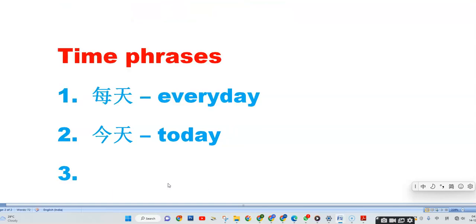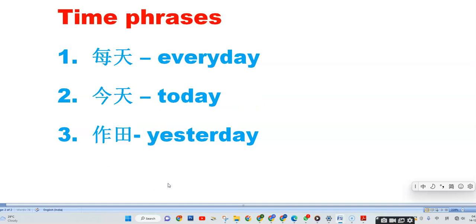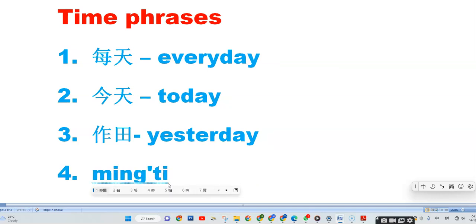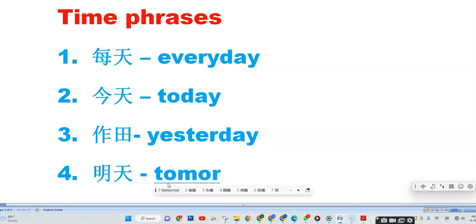Third word is Zuo Tian. There are different Zuos, so we have to pick the right Zuo. Zuo Tian is yesterday. The fourth term is Ming Tian. Ming Tian is tomorrow.